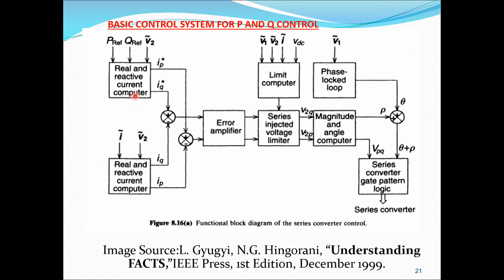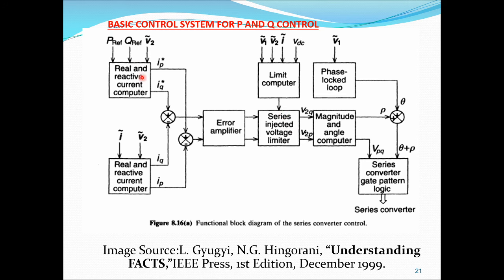Real and reactive current here. Next, the real and reactive power computer. Two parameters will be there: one is the reference, where the star mark indicates reference, and another is the actual values. I would like to give both to the summation block in order to compare these two. If any error occurs, I would like to amplify it in order to give it to the series injected voltage limitation.